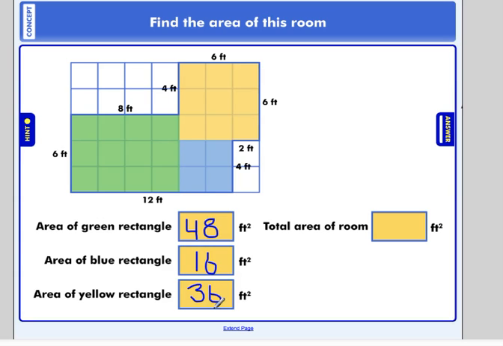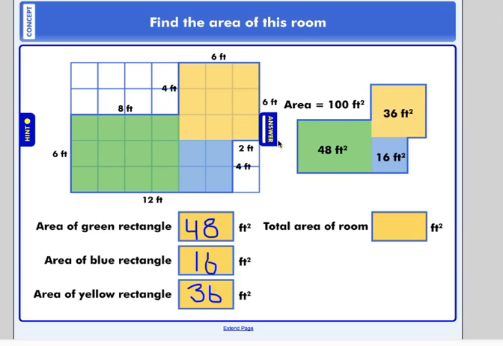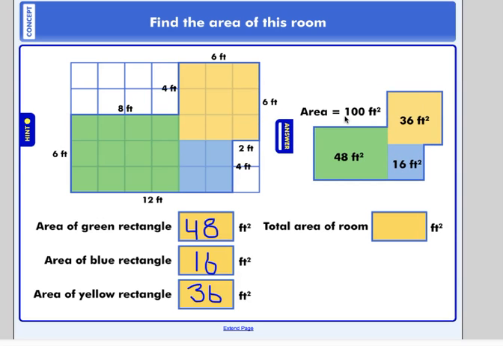Now here's where your calculator will really come in handy. In order to find the total area of the whole room, I've got to add those 3 measurements together. So total them up, and what do you get? Our answer is 100 feet squared.